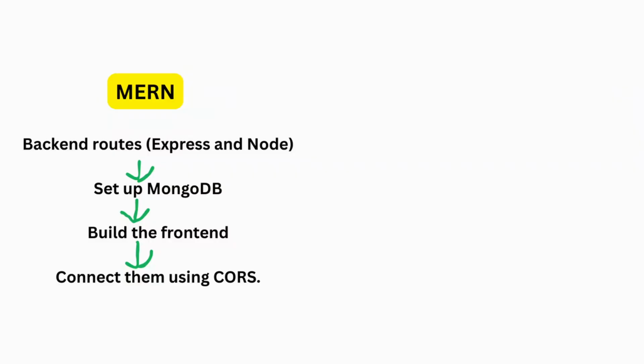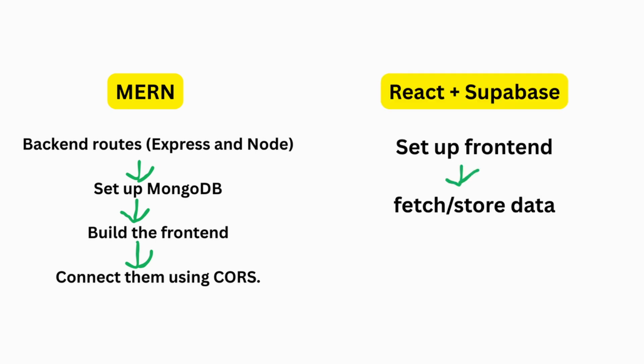Step 6. Start building. I mean, this app is quite simple, just start coding the features out. Here's how I usually approach building the app. If I'm using the MERN stack, I will set up the backend routes first using Express, Node and MongoDB, then build the front end, and then lastly connect them using CORS. If I'm using React and Supabase like my current app, I just set up the front end and fetch or store data with just 4 lines of code.